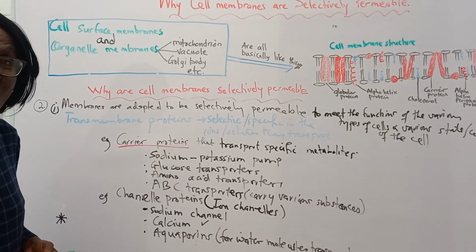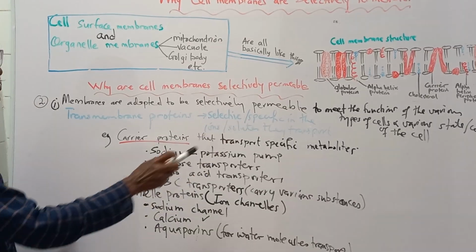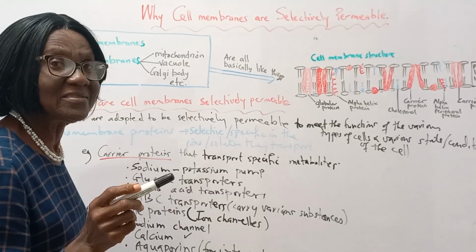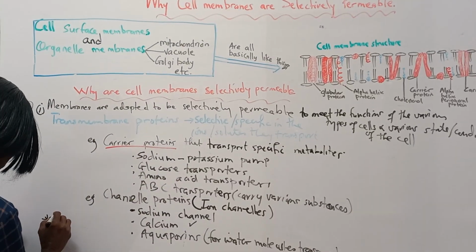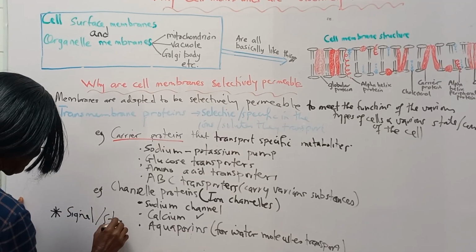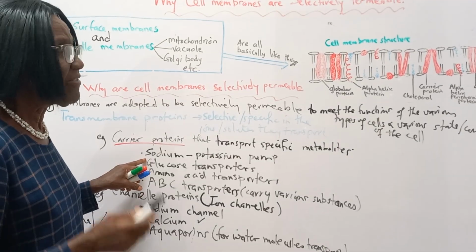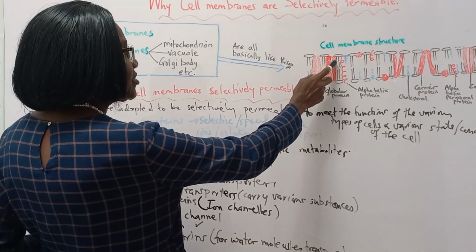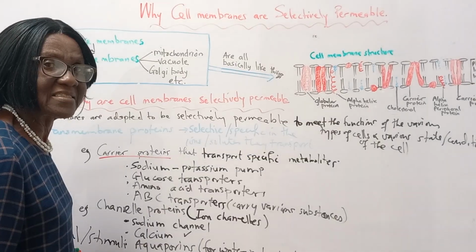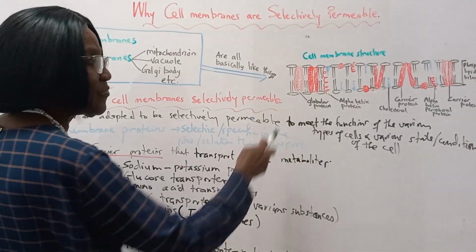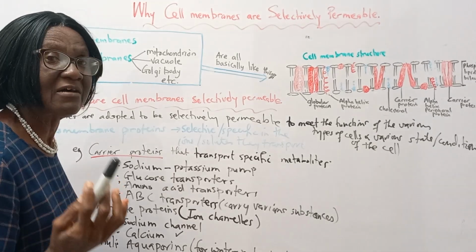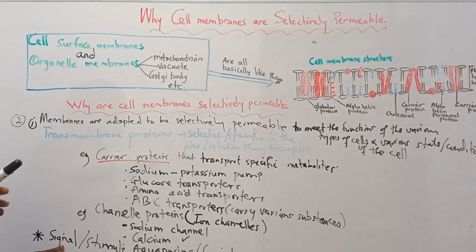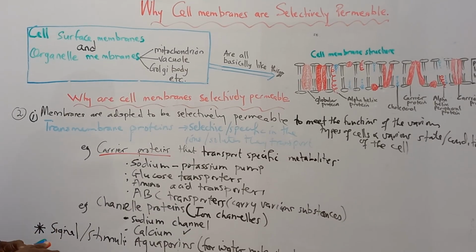Besides being specific or selective in what they carry, the transmembrane proteins cannot carry any substance until they receive a signal. So they need to receive a signal, a stimulus, to be galvanized into action, and that makes it selective, because until the signal is given, the channel protein cannot allow any substance, even if it's carrying calcium. It hasn't received the signal to carry the calcium, so it will not carry the calcium across, and that makes them selectively permeable. So what types of signals?